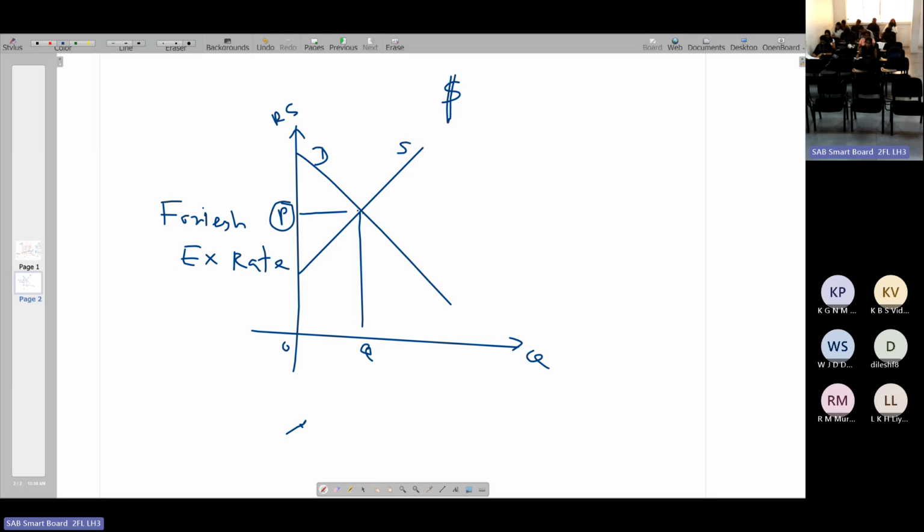For example, recently in Sri Lanka, what has happened? Recently, let's say two years back, the dollar rate was somewhere around 300, close to 350, 360, and then somewhere close to 400. So what do you think the reason was? Can you explain that scenario by referring to this graph?